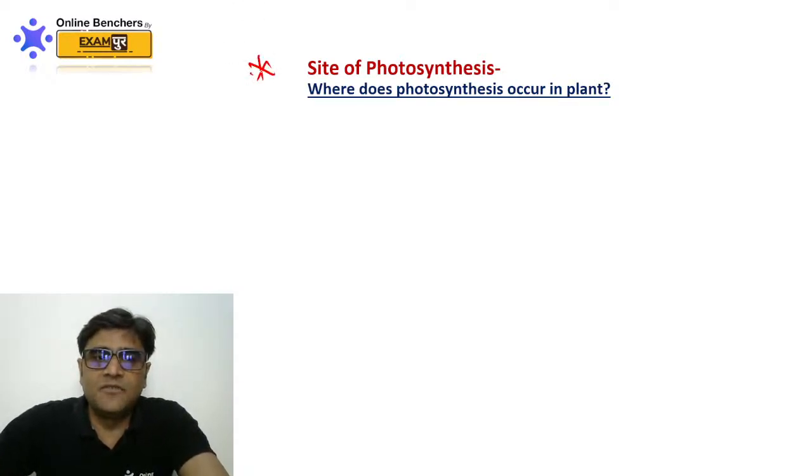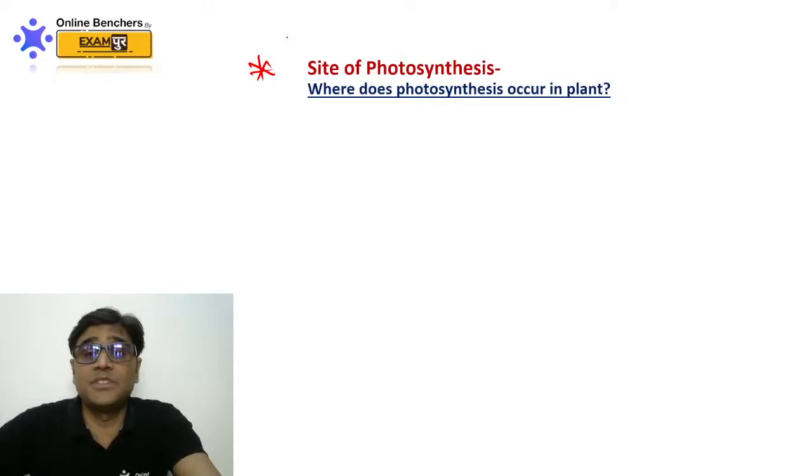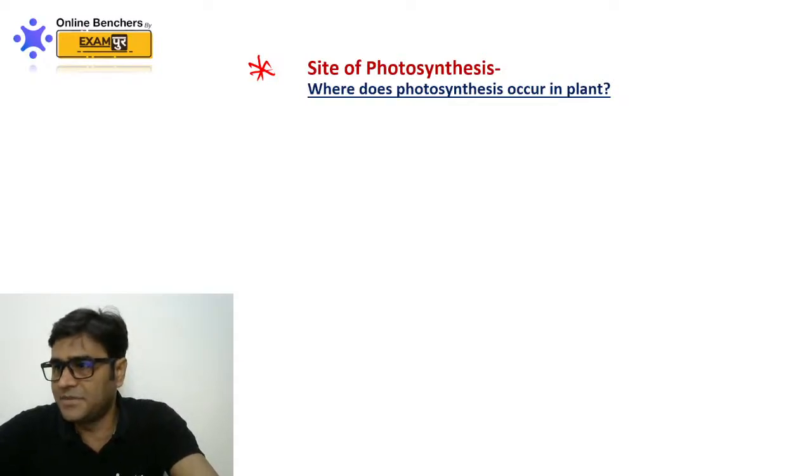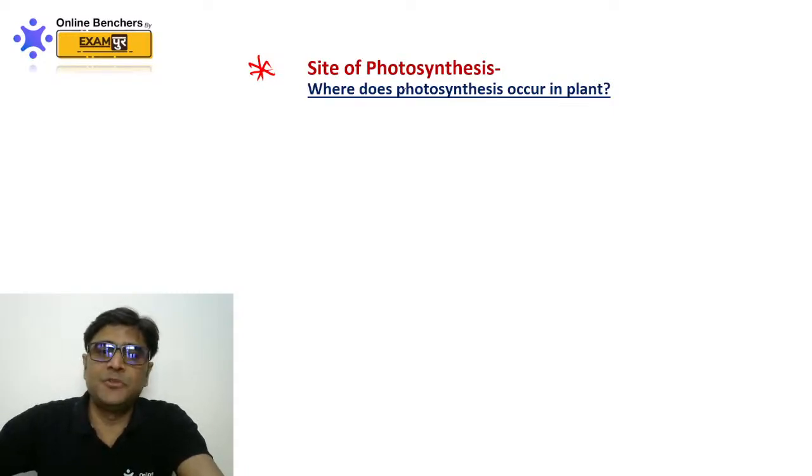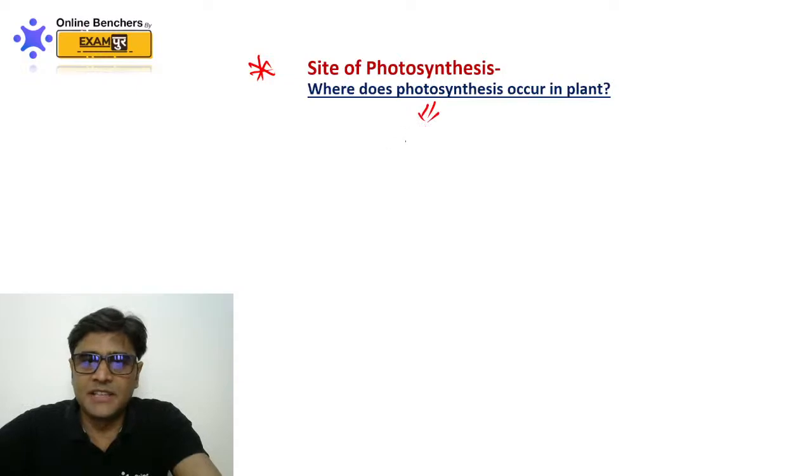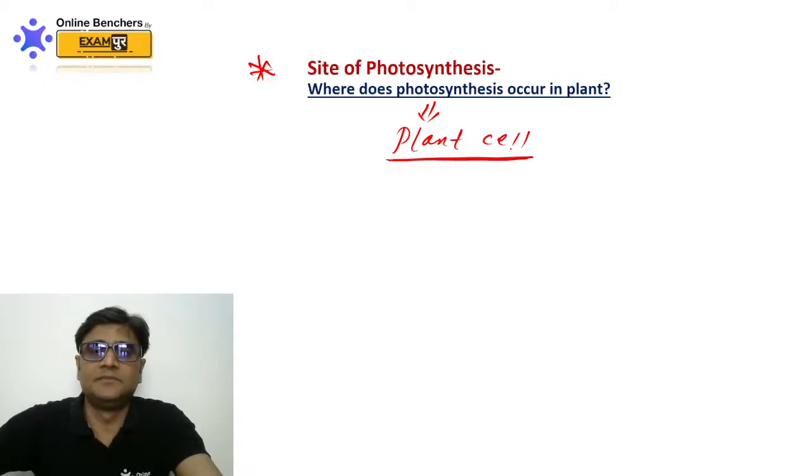What is the site of photosynthesis? That is, where does the process of photosynthesis take place? This is a very important question. Satyam. What is the site of photosynthesis? Where does the process of photosynthesis take place? Your answer should be: the process of photosynthesis takes place in the plant cell. All processes take place in the cell.